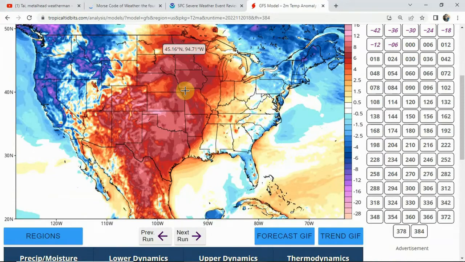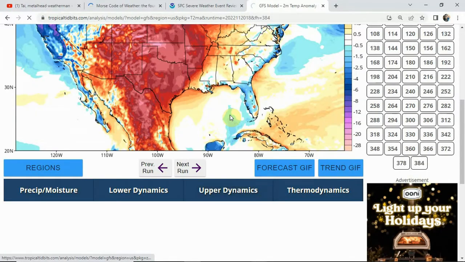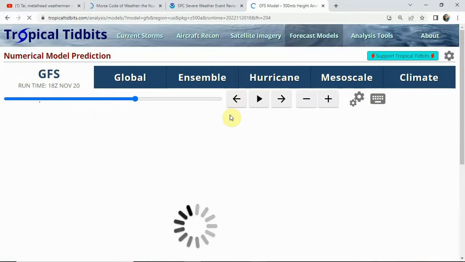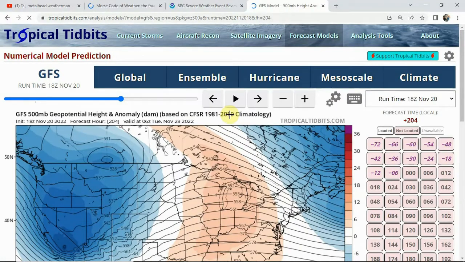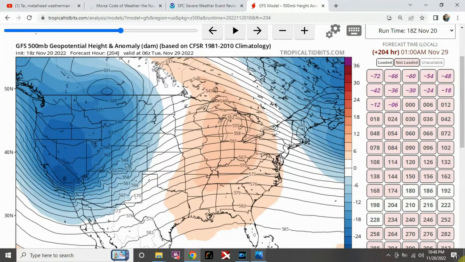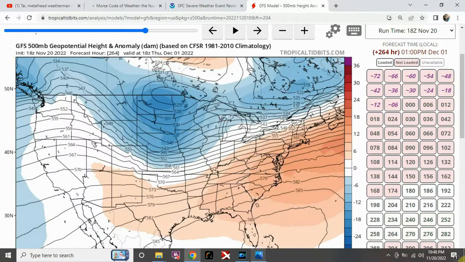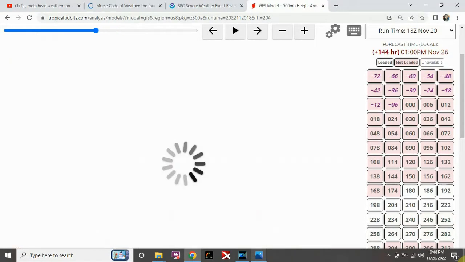But that's just one of multiple ways. You can also look in the upper dynamics and look at the height anomaly. It's pretty much the same thing, but you can actually see what our low pressure looks like on here. So I prefer using that more. And basically once we get, okay, we gotta go back a little bit, I forgot.